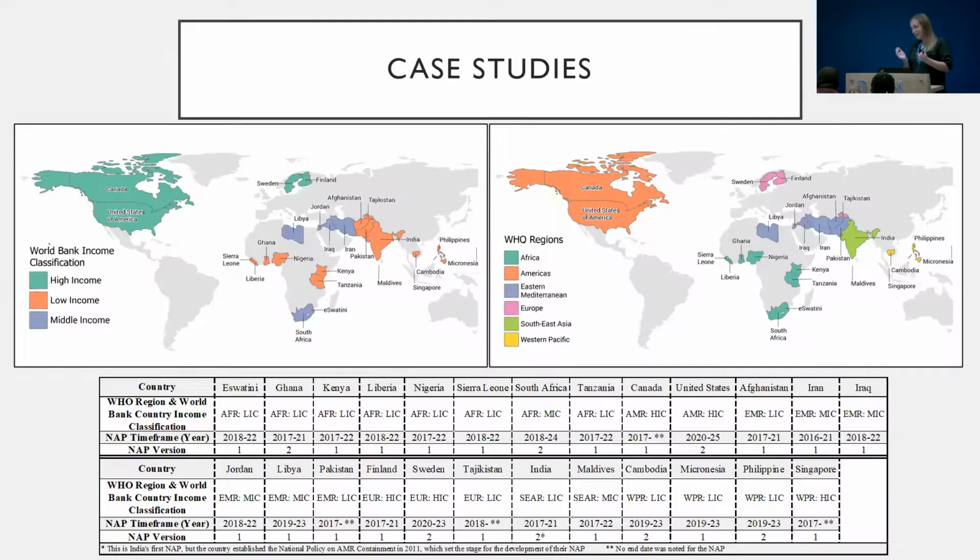So after we created all that, we decided, let's apply it. We selected 25 country national action plans as our case studies, and they include all three World Bank income classifications as well as all 6 World Health Organization regions.